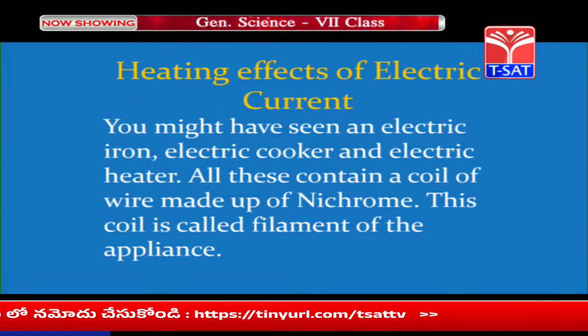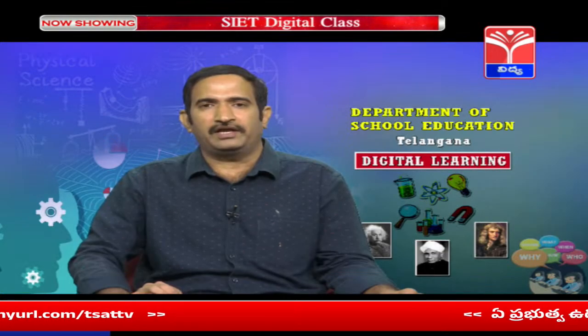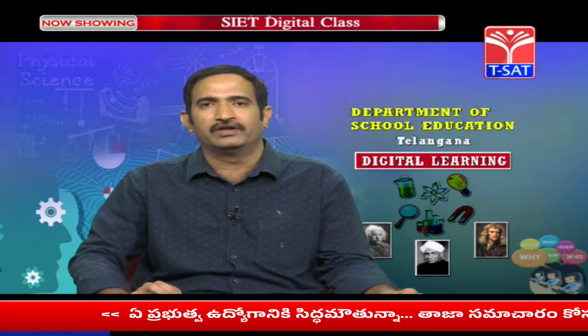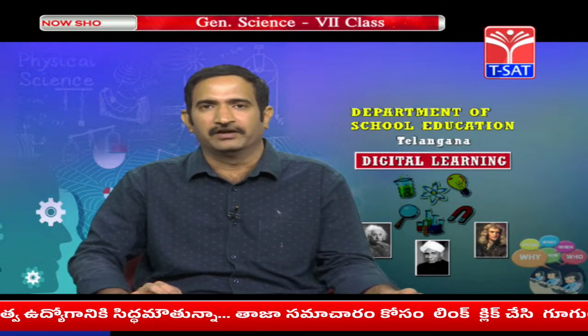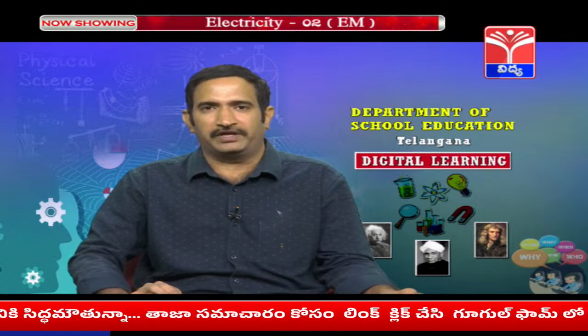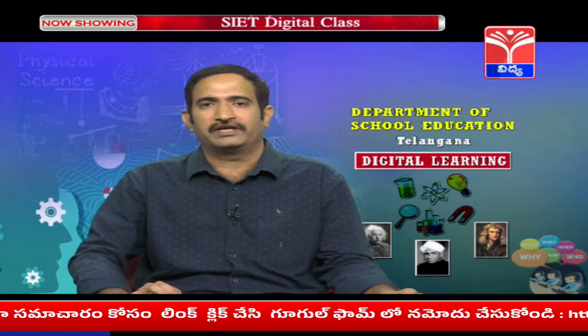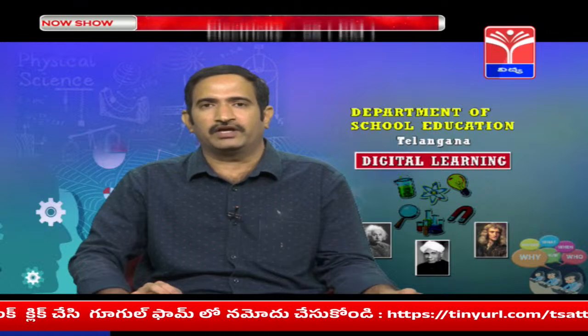Now, all these items contain a coil in them. What is this coil? This coil is made up of a metal called nichrome, which is an alloy of nickel and chromium. It can store heat for some time, and whenever electricity passes through it, the electric current is converted to heat energy. Now, this coil is called the filament of the appliance.